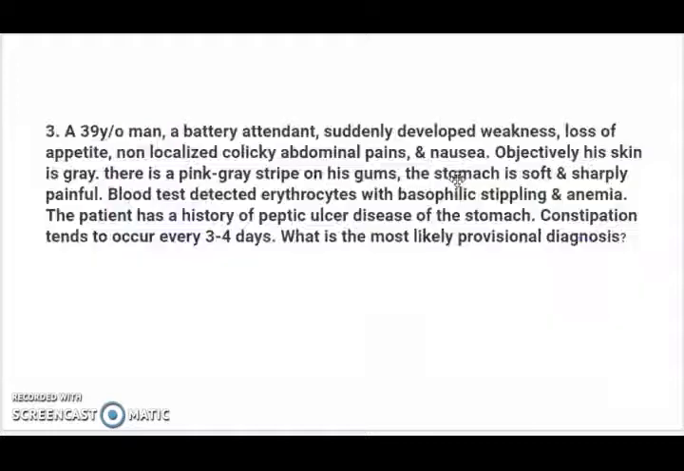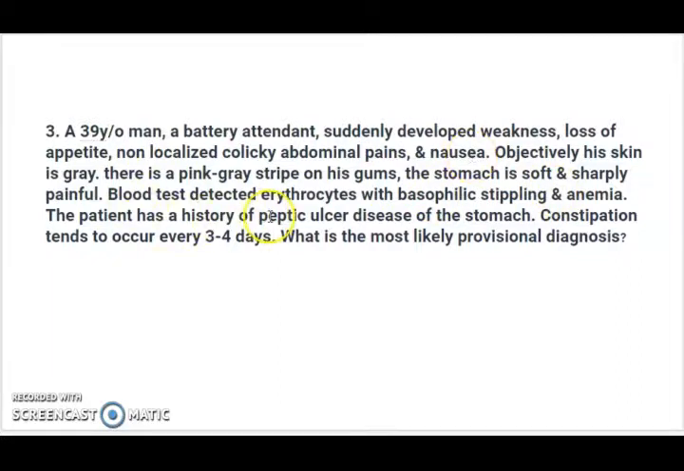Hello doctors. So today we have a 39-year-old man, a battery attendant, who suddenly developed weakness, loss of appetite, non-localized colicky abdominal pains and nausea. Objectively his skin is grey, there is a pink-grey stripe on his gums, the stomach is soft and sharply painful. Blood test detects erythrocyte with basophilic stippling and anemia.